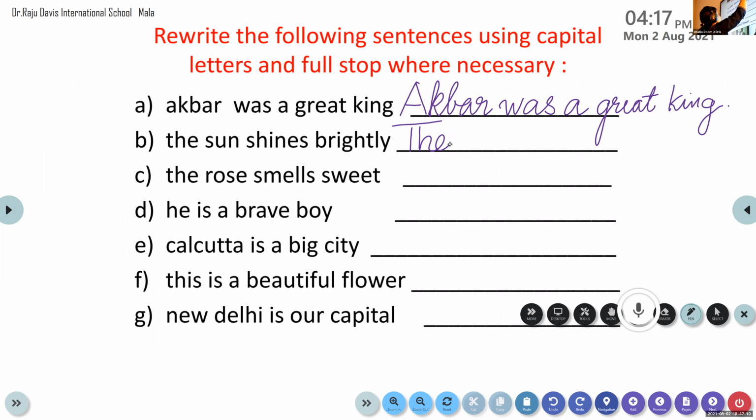So what we have to do? We have to start or begin the sentence with a capital letter. Okay. So Aaron, T should be written in capital letter. The sun shines brightly, B-R-I-G-H-T-L-Y. Okay, and place a dot at the end of the sentence. Yes. So we have already completed 4 plus 2, 6 sentences.